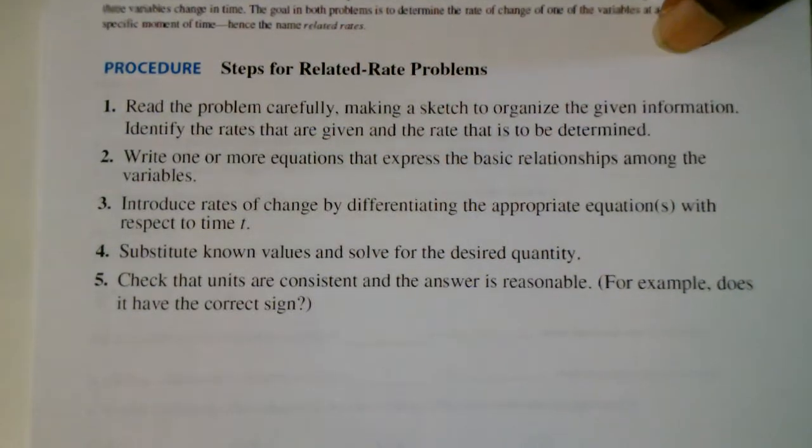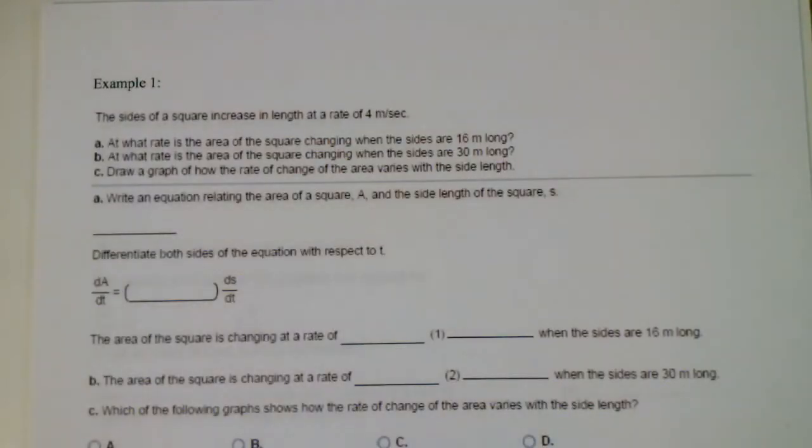So let's start with this first example. In this case, the sides of a square increase in length at a rate of 4 meters per second. Here we have parts A, B, and C. At what rate is the area of the square changing when the sides are 16 meters long? And at what rate is the area of the square changing when the sides are 30 meters long? And then part C, draw a graph of how the rate of change of the area varies with the side length.